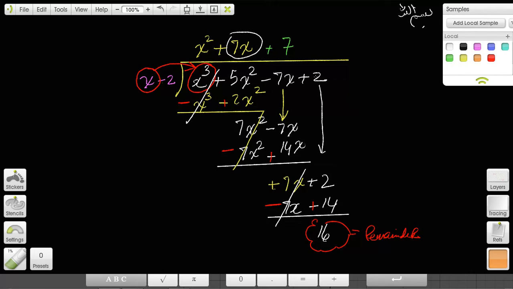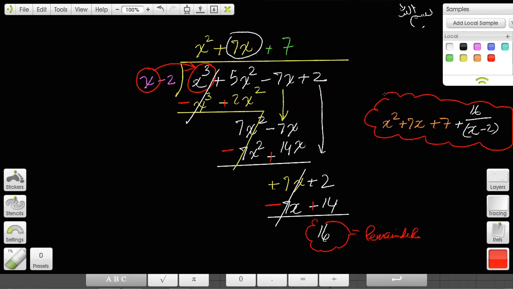So when you divide this polynomial by this, the answer is going to be x squared plus 7x plus 7, plus the remainder, 16 over x minus 2. Okay, so this is the answer, because in this case we have a remainder.